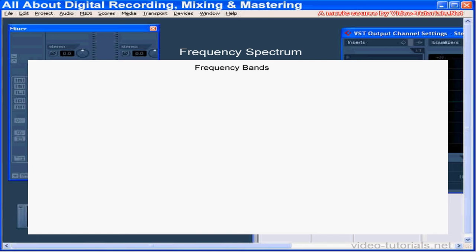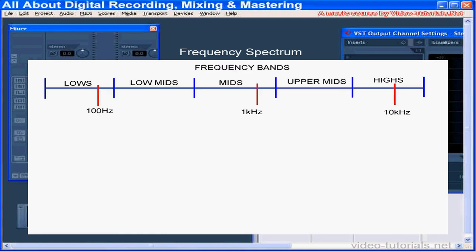For a music engineer, you'll need more than these 2 frequency bands. You'll need to think of your music in at least 5 frequency bands: lows, low mids, mids, upper mids, and highs. The lows are found between about 20 Hz to 150 Hz.